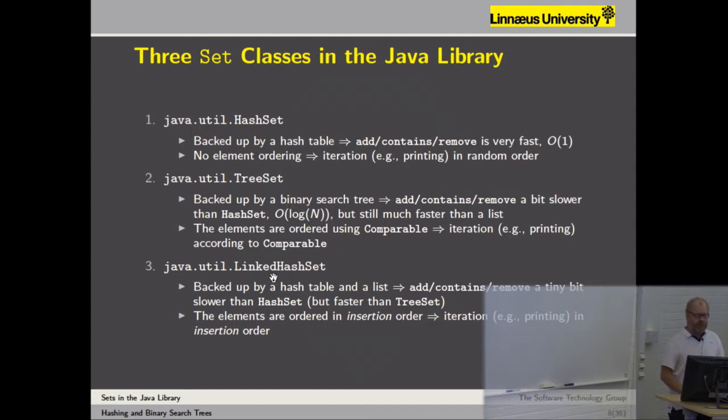And then we have the linked hash set. I will talk about this one later. But these are the two important ones, hash set and tree set. This one is faster, but they have no element ordering. This one is slightly slower, but keeps the elements ordered.